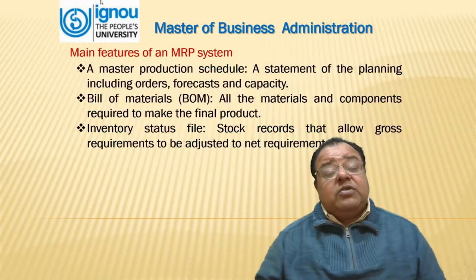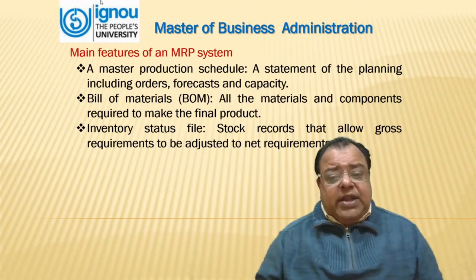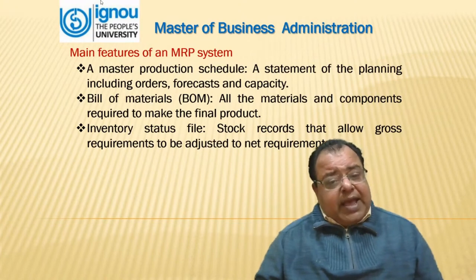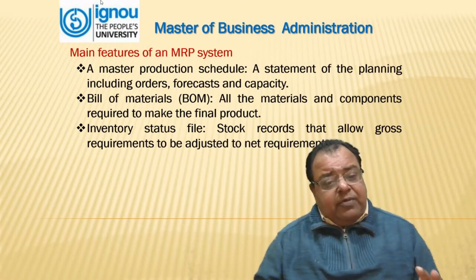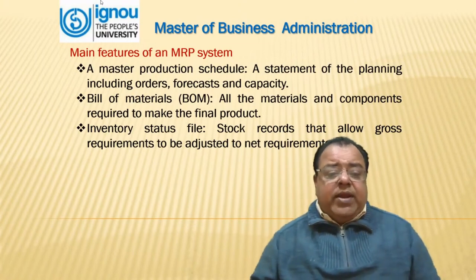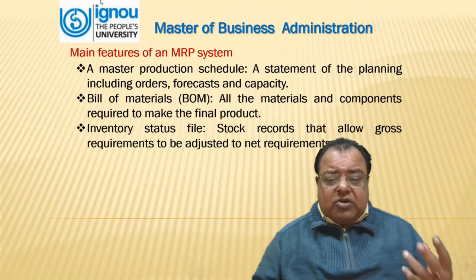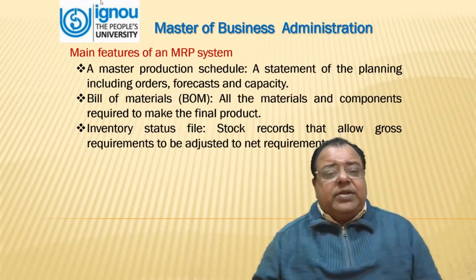What are the main features of MRP system? A master production schedule, a statement of the planning including orders, forecast and capacity, has to be planned. Bill of material, what we call BOM. All the material and components required to make the final product are listed. An inventory status file. This file is about stock record that allows gross requirement to be adjusted to net requirements.